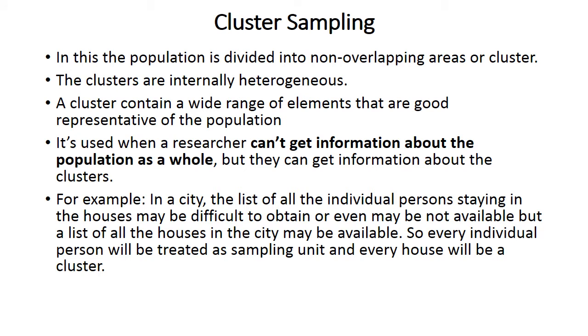Now this is cluster sampling. In cluster sampling, we divide the population into non-overlapping areas or clusters. It might seem that there is no difference between stratified sampling and cluster sampling, but this is not true. In fact, there is a well-defined difference between stratified sampling and cluster sampling. As I said, in stratified sampling, strata happen to be homogeneous, but in cluster sampling, these clusters are internally heterogeneous. A cluster contains a wide range of elements that are good representative of the population.